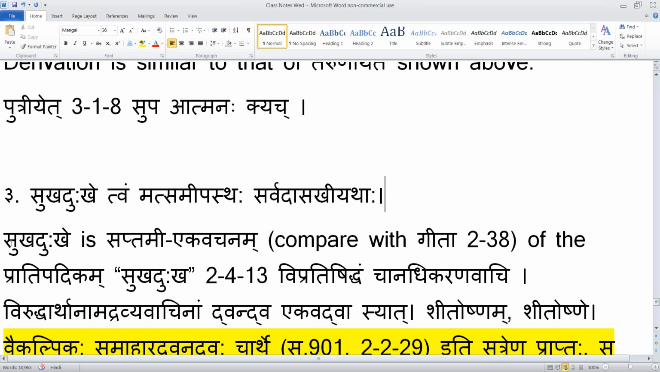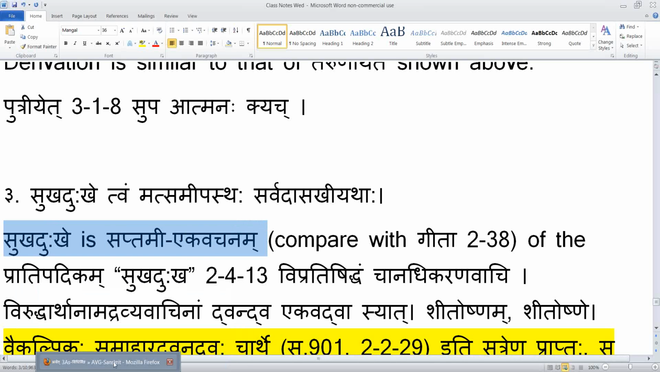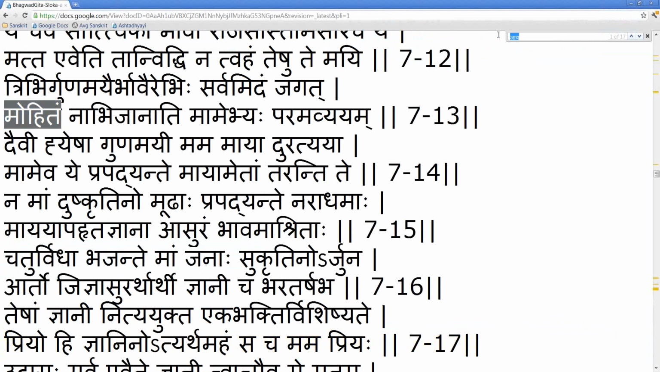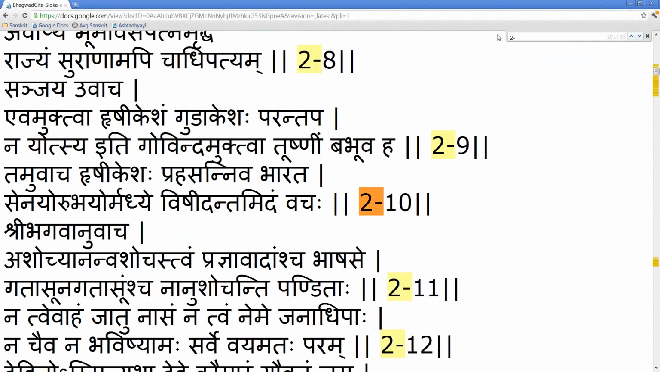Okay, now this is saptami ekavachanam. Sukha dukkhe, saptami ekavachanam. Sukhancha dukkhancha sukha dukkham. Now compare with Gita 2. Sukha dukkhe same kritva labha labho jaya jayo, tato yuddha yujasva naivam papam. Very famous shloka of Gita, of course, is 2.38. Sukha dukkhe same kritva labha labho jaya jayo. I'm sorry, 2.38.